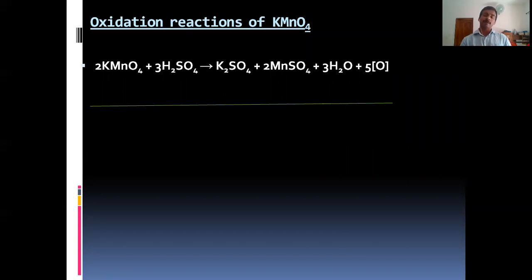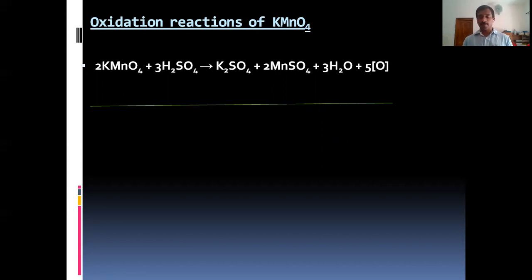And this nascent oxygen can oxidize iodide to iodine, hydrogen sulfide to sulfur, Sn2 plus to Sn4 plus, Fe2 plus to Fe3 plus, oxalic acid to carbon dioxide and water. So these oxidations are possible. And from this equation, it is possible to write the oxidation reactions of other substances. For example, FeSO4 contains Fe2 plus.